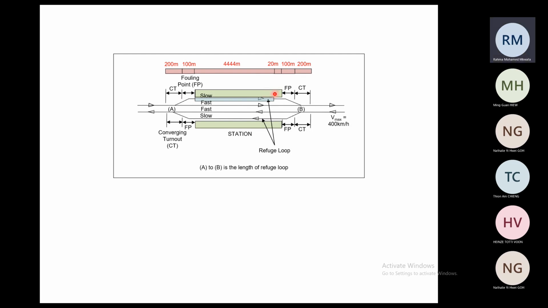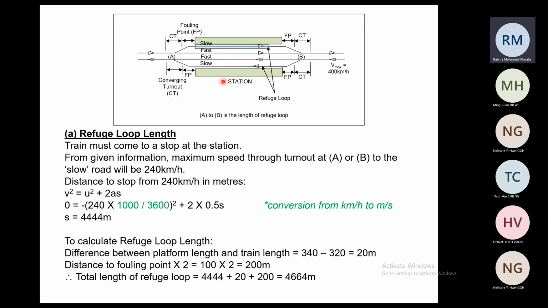And it will come to a complete stop here, but it has some allowance at the station. The difference between platform and train is actually 20 meters. Then again, you have your fouling point, repeated on the other side, these two. If you add all up, because your refuge loop starts from the fouling point till this next fouling point, you will get 4,664 meters. I hope this makes sense to you.